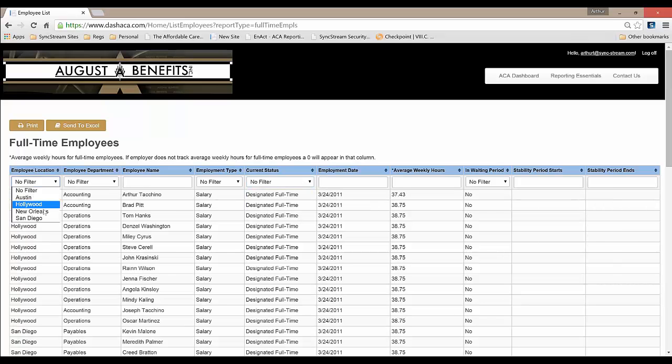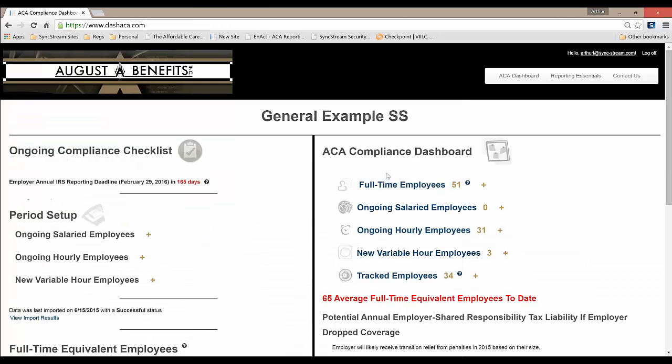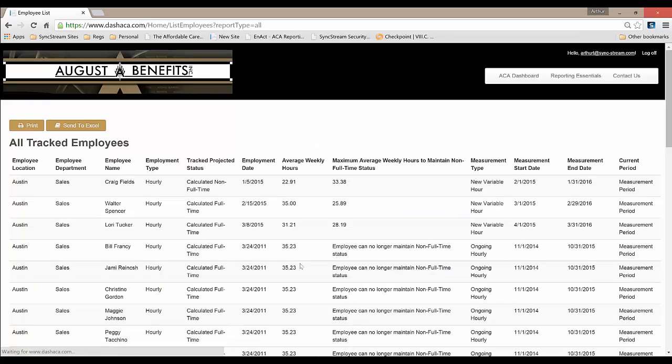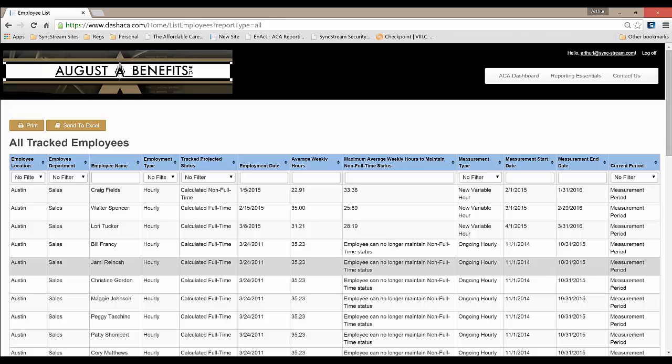Now, probably one of the key parts of the system is the tracked employee section. This is anybody who's currently in a measurement period and any point in that measurement period. And as Todd said, that could mean that there are 12 different measurement periods, 12 different administrative periods, and 12 different standard or stability periods that are happening throughout the entire year.